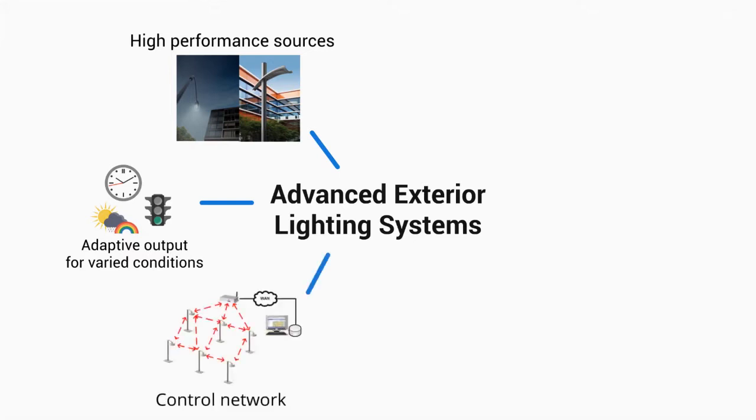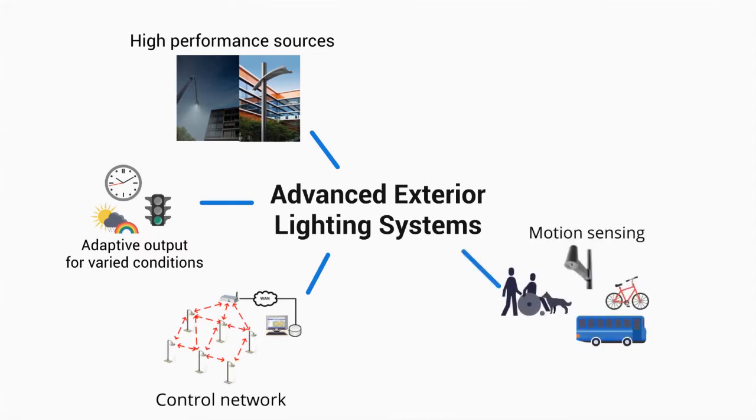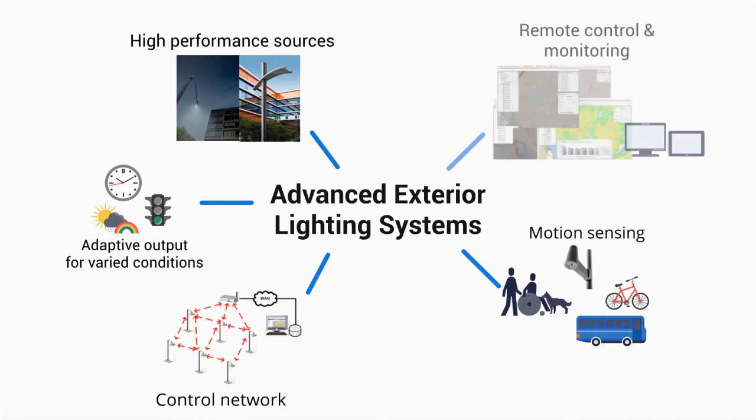Moreover, the adaptive lighting control is enabled by connecting all the light points together using network technology. And then motion sensing technologies for cars, pedestrians, and bicycles can also be used to adapt the light output. And then finally, the entire system is managed by a back-end system in the cloud for remote monitoring and control.